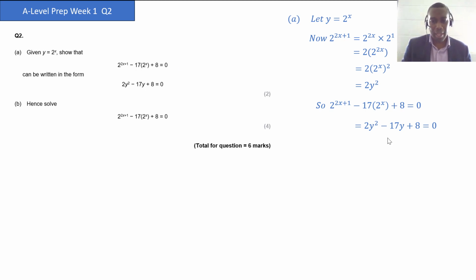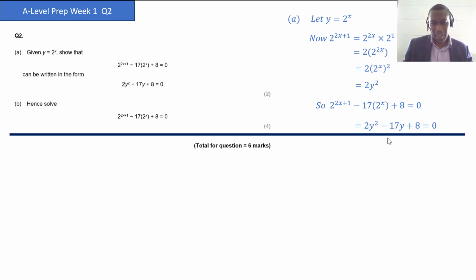Y is 2 to the power of x. So that's part A. Part B now. We've got to solve, let's make some space here, part B, and we'll write it in terms of y. Hence solve, and they gave us the original equation, but I'm just going to jump in. Well, that's the same as 2y squared minus 17y plus 8 if y is 2 to the power of x.